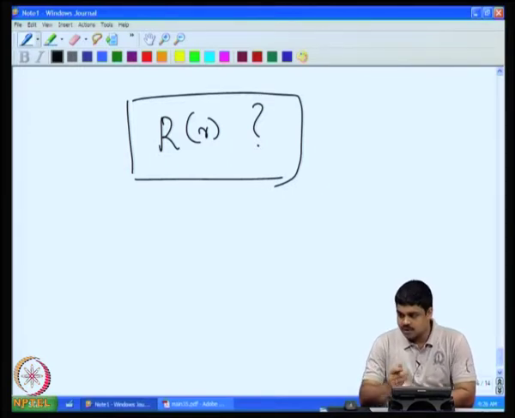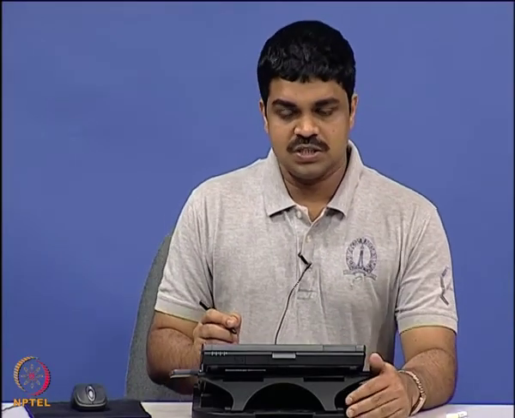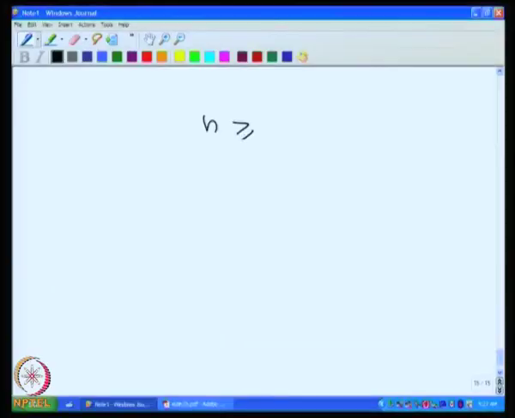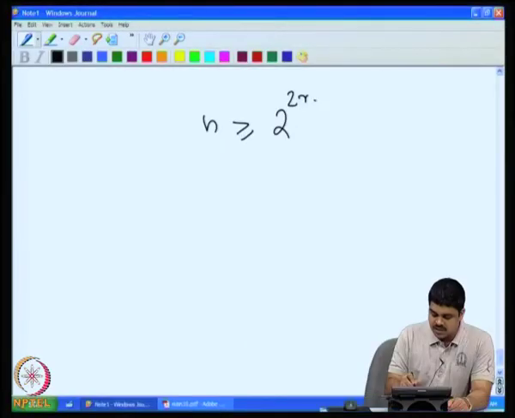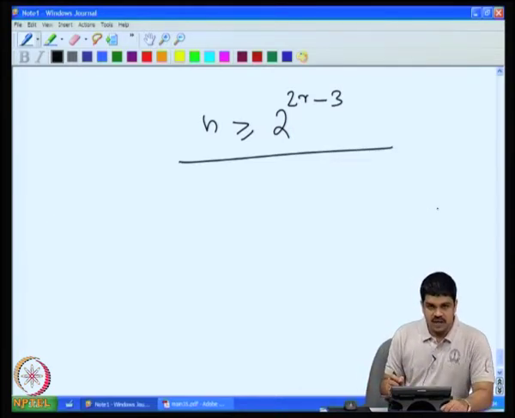Why should it happen? It is trying to tell us that when the number of vertices is large, we cannot avoid one of the structures, either a complete graph or an independent set on this given number of vertices. So, we give a quick proof that when the number of vertices is reasonably large, it should happen. For instance, if n is greater than or equal to 2 to the power 2r minus 3, we will show that this property will automatically come.